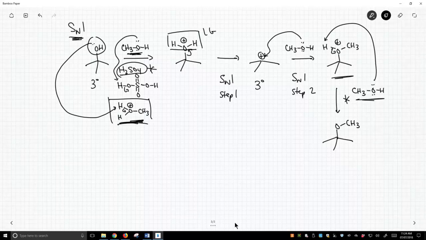And here's our net reaction. We've performed an SN1 reaction. We've replaced our OH group over here with a methoxy group. This is an SN1 reaction going through a carbocation, in this case a favorable reaction with a tertiary carbocation.